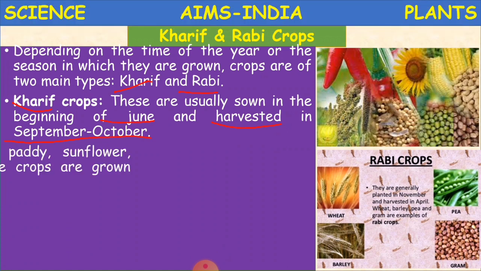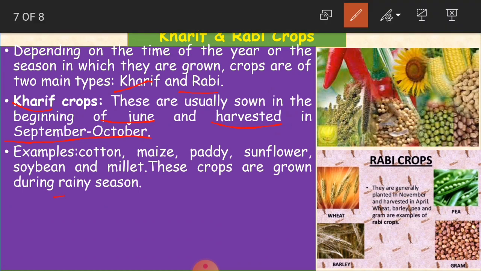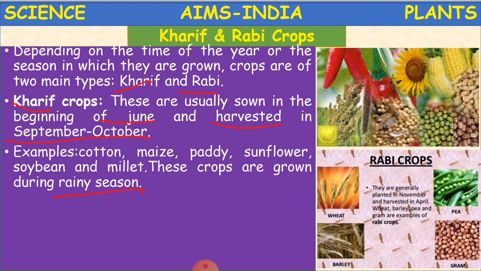Examples are cotton, maize, paddy, sunflower, soybean and millet. These types of crops grow in the rainy season. From June to September and October, all these are monsoon seasons, that is, rainy seasons, children. So cotton, maize, paddy, sunflower, soybean and millets are grown in this rainy season.